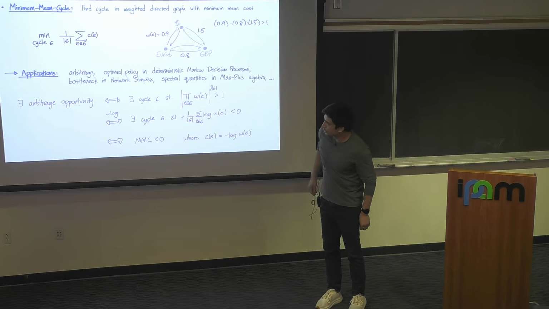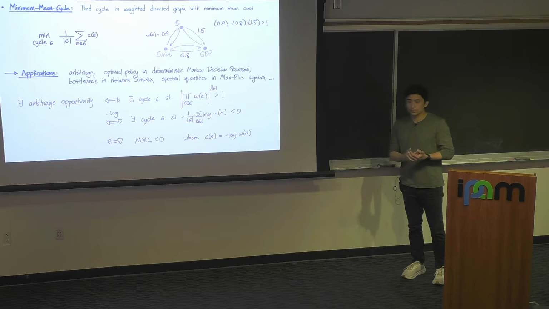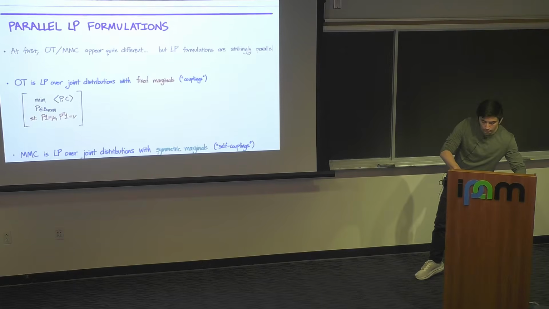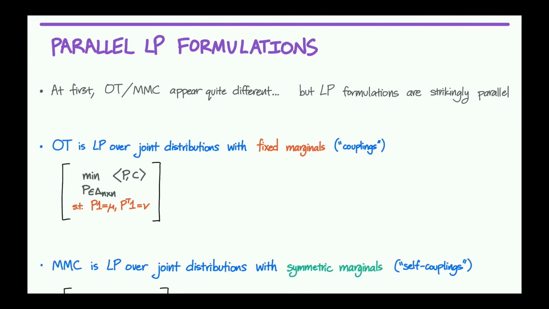All right, in any case, those are the first 2 characters in the story, sort of the first row optimal transport and min-mean cycle. So far, they look a little bit different. One's optimizing flows, one's optimizing cycles. The connection is most syntactically apparent when we take the LP formulations. So that's what we'll do next.